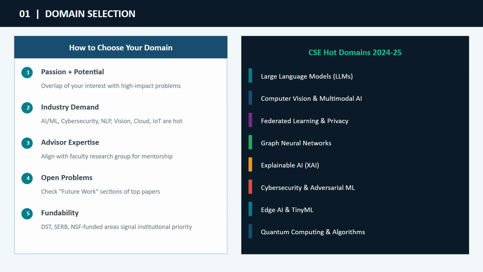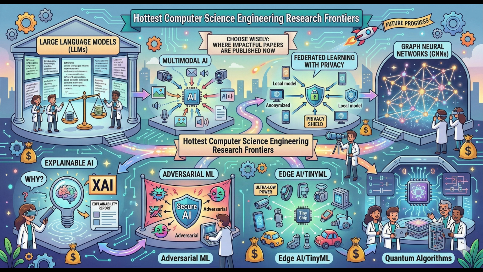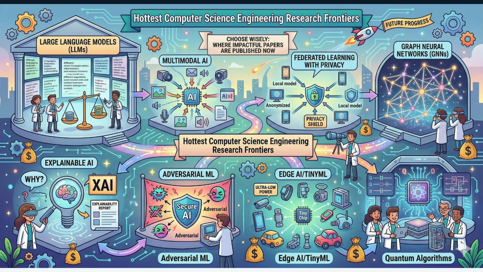Right now, the hot domains of computer science are large language models, computer vision, and multimodal AI, where you're looking at different modes to combine them to make certain algorithms. Federated learning and privacy. Graph neural networks are also coming up. Explainable AI, where you're trying to understand the black box model of the AI. Then cybersecurity is always there, along with adversarial machine learning.